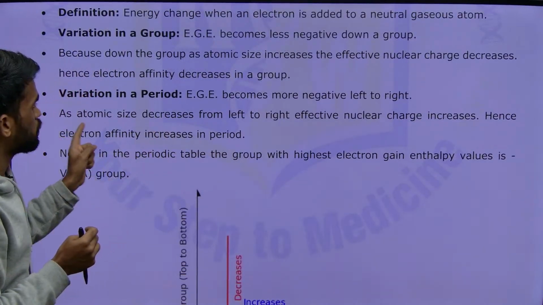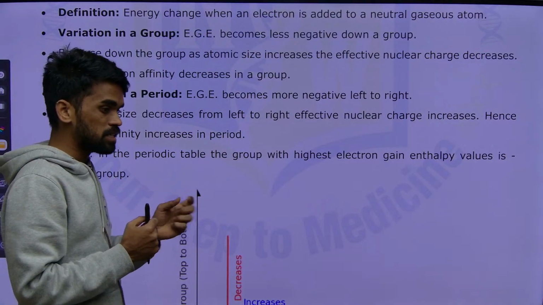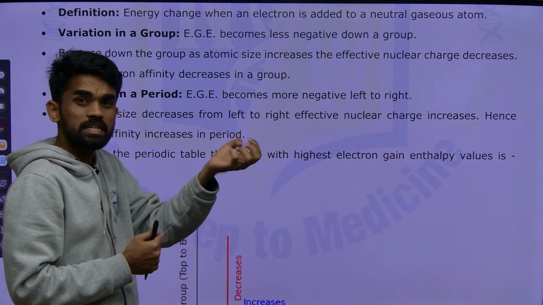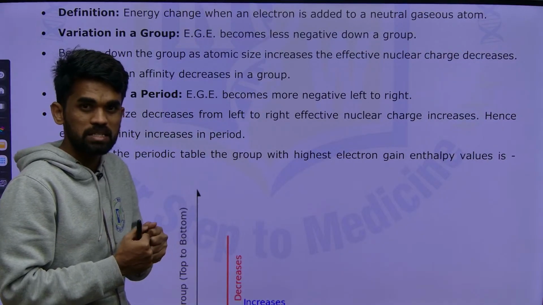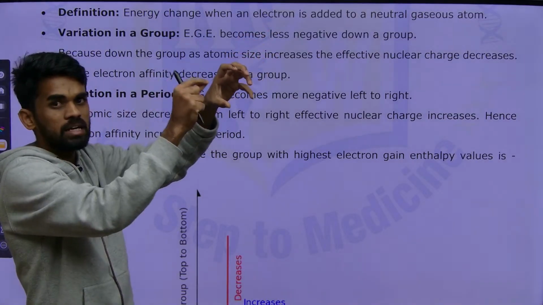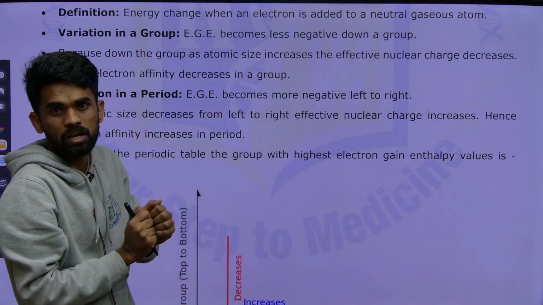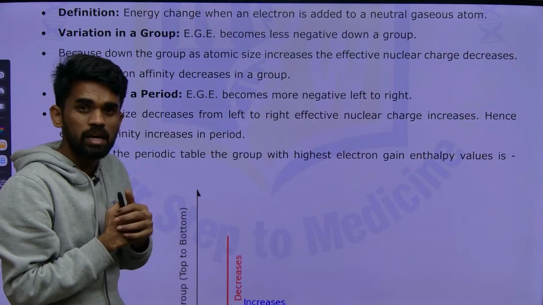Now the variation in a period. From left to right as we move, we discussed that size is decreasing. If size is decreasing, effective nuclear charge increases, and electronegativity also increases. So whatever electron we are adding is easily taken by that electronegative atom, because it has more tendency to gain the electron due to its high effective nuclear charge.